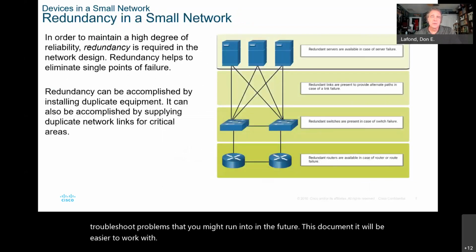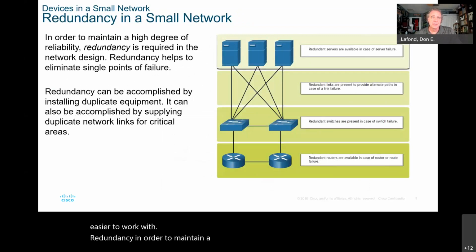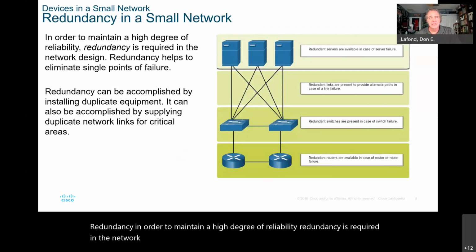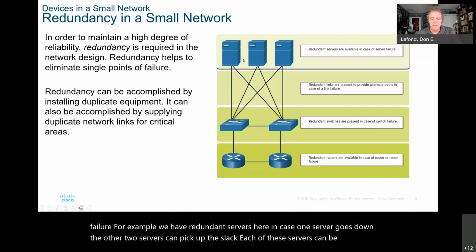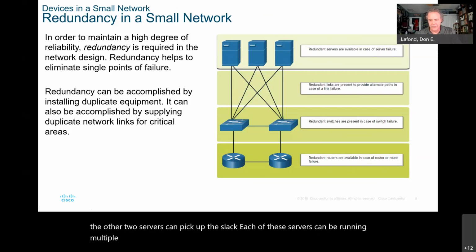Redundancy. In order to maintain a high degree of reliability, redundancy is required in the network design. Redundancy helps you eliminate a single point of failure. For example, we have redundant servers here. In case one server goes down, the other two servers can pick up the slack. Each of these servers can be running multiple tasks. It could be an email server, it can be an authentication server. When any one is down, the other two are able to continue to work.